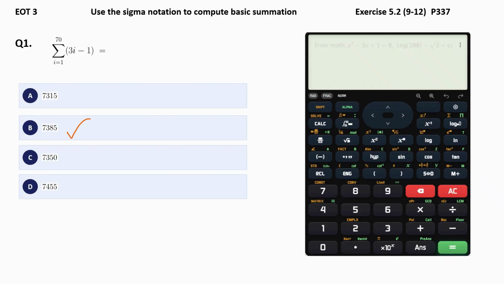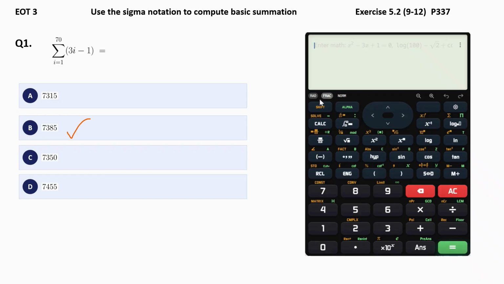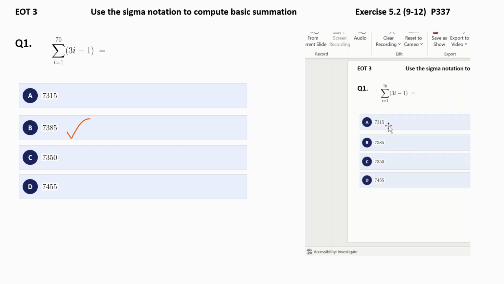Let's begin with our first question. If you look here, sigma i equal to 1 to 70, 3i minus 1. Let's switch to our calculator and select sigma, i is equal to 1 to 70, 3i minus 1. So we will enter 3 alpha x minus 1. And what's your answer? 7385. So let's mark option A as the right answer.